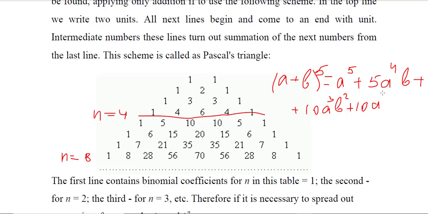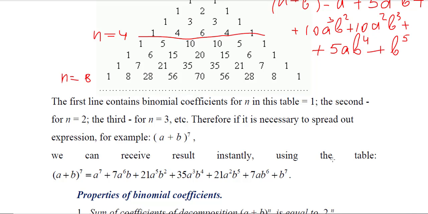a squared and b cubed, and plus the next one is 5, 5 a b to the fourth degree, and the last one is 1, so it is b to the fifth power. So by this way we can open any others. This scheme we call Pascal's triangle. Here it's also written the result of (a plus b) to the 7th power.